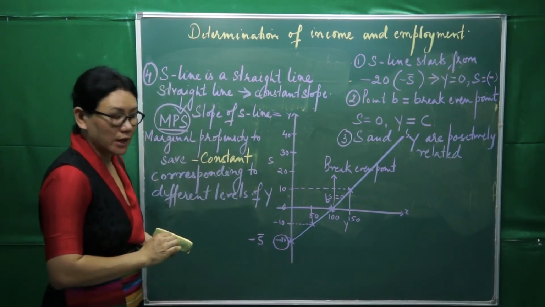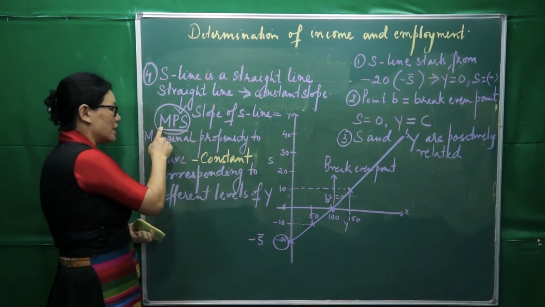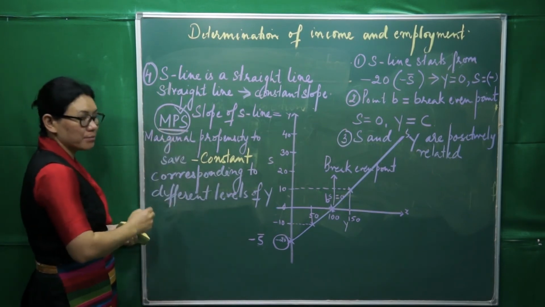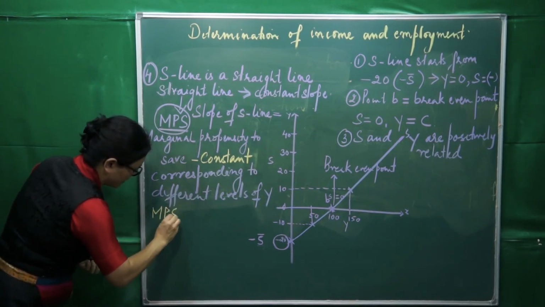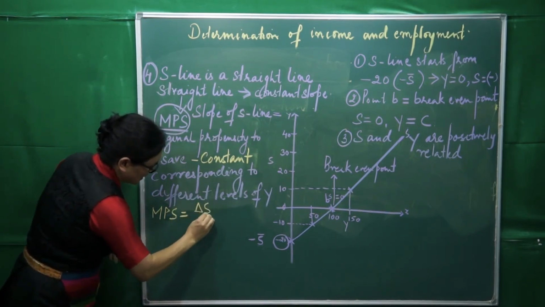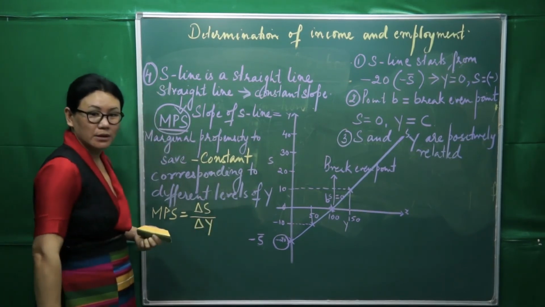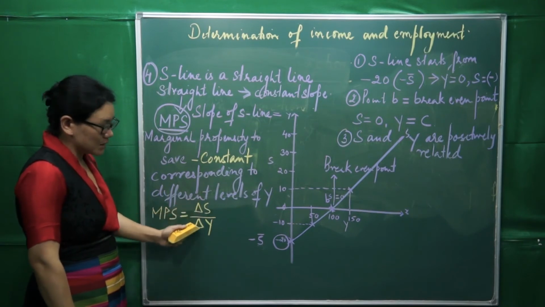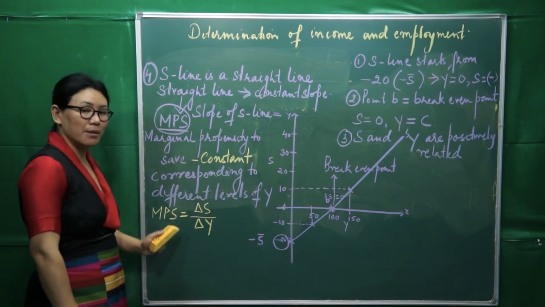Now we will see whether we are getting MPS constant or not. Now we go for MPS. What is this MPS? MPS meaning delta S, that is saving, upon delta Y. So what is this MPS? MPS is the ratio between these two. Change in income and change in saving is called as MPS.